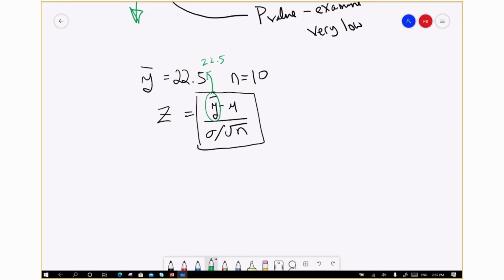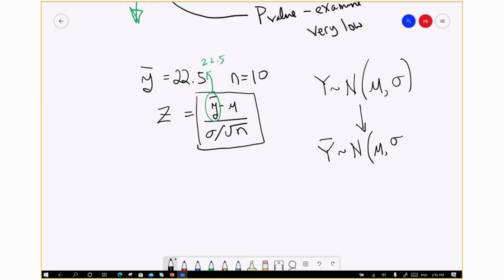Remember that we assumed that y, our underlying population, was normally distributed with mean mu and standard deviation sigma. We showed in our last videos that if that was true, then y bar is going to be normally distributed with mean mu and standard deviation sigma over root n.